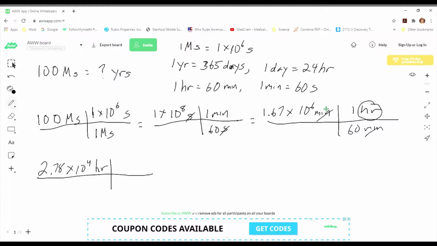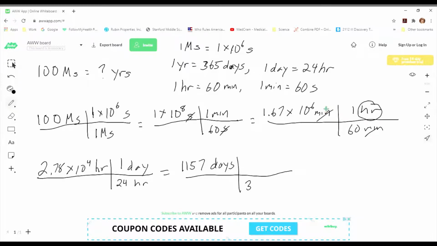We can convert that now into days, because in 24 hours, that is 1 day. So take 2.78 times 10 to the 4th divided by 24, and you get 1157 days. Now, how many years is 1157 days? Well, 1 year is 365 days.